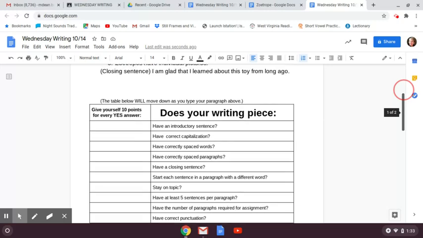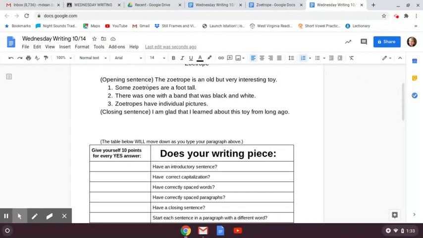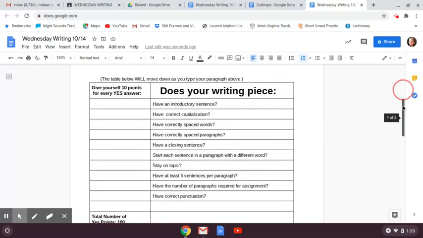Did I have 5 sentences per paragraph? I made sure, because that was 1, 2, 3, 4, 5. So I had at least 5. We can make more when we're doing paragraphs loosely. Did I have the number of paragraphs required for the assignment? Yeah, because I only had to do 1.